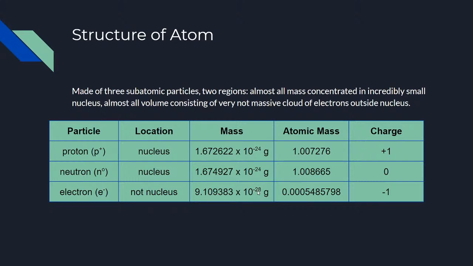So 1,800 times smaller. Instead of talking about them in terms of mass, we often talk about them in terms of atomic mass. Okay? So a proton has an atomic mass of just over 1 atomic mass unit. A neutron has an atomic mass slightly heavier than a proton, and an electron much, much smaller. And then in terms of charge, a proton has a positive 1 charge, a neutron has a 0 charge, and an electron has a negative 1 charge. Nice and symmetrical.